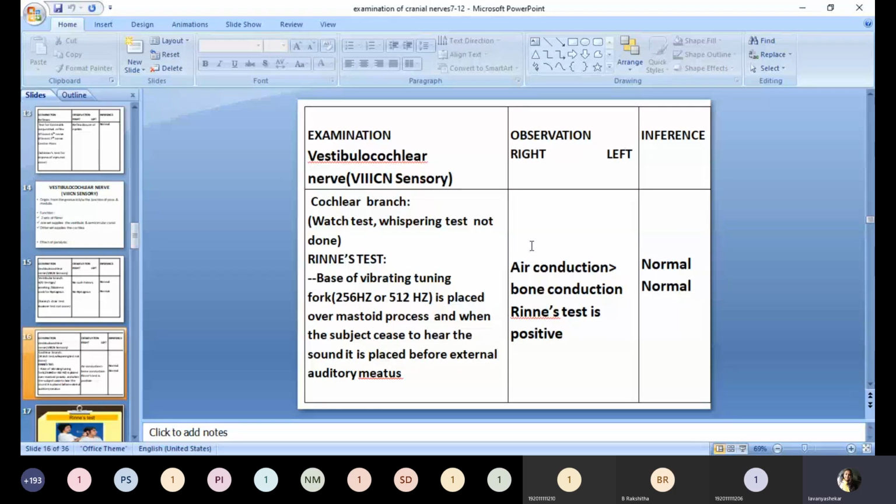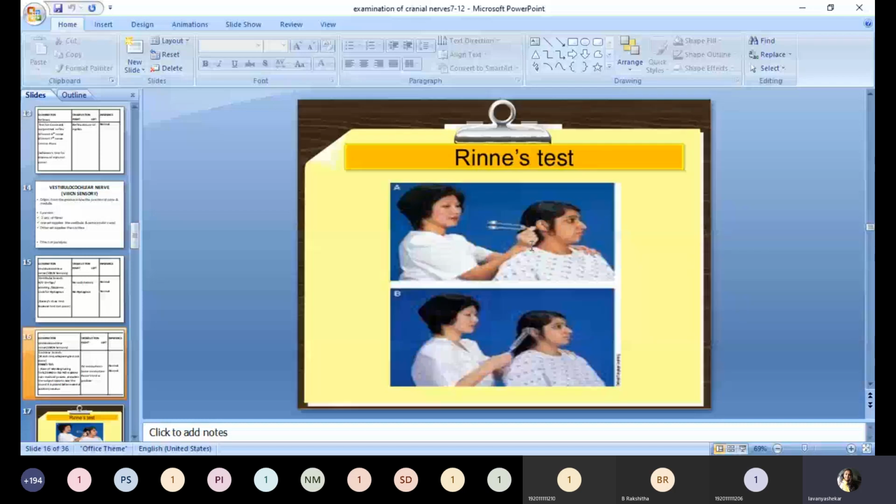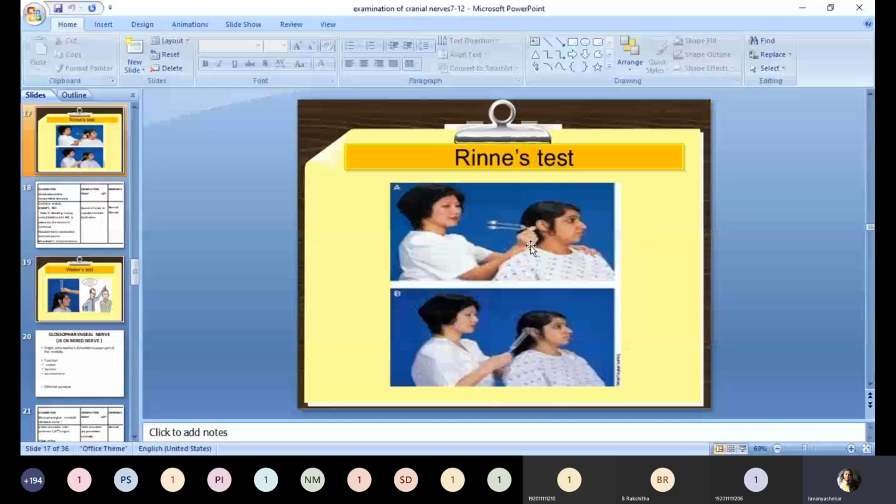In Rinne's test, each ear is examined separately, to compare the ability to hear through bone conduction as well as through air conduction. First we occlude the subject's external auditory meatus of the other ear with the thumb. I'll just show you here. You occlude the external auditory meatus of the other ear with the thumb.